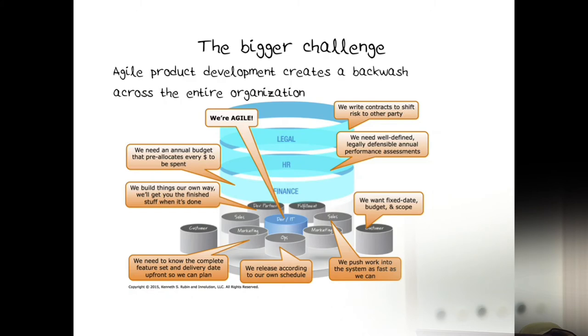HR says, we need well-defined, legal or defensible annual performance assessments. Well, this is not what this is about at all. Legal says, we need contracts. The way we work now, building software, doesn't really work with contracts. It's a collaboration rather than a contract. Because we realize that in order to do things this way, and this is the only way that we know how to do things well, requires that we collaborate, not that we write contracts with our customers.